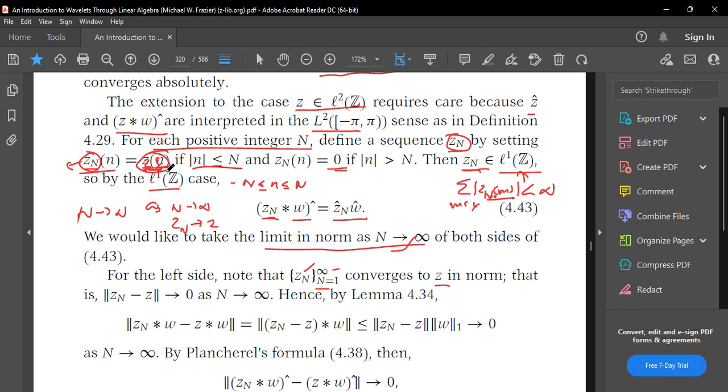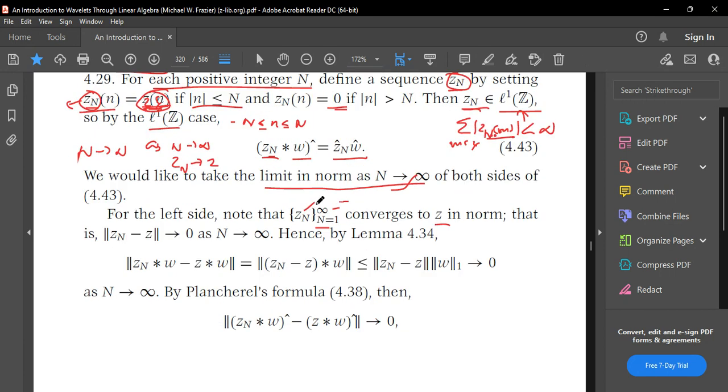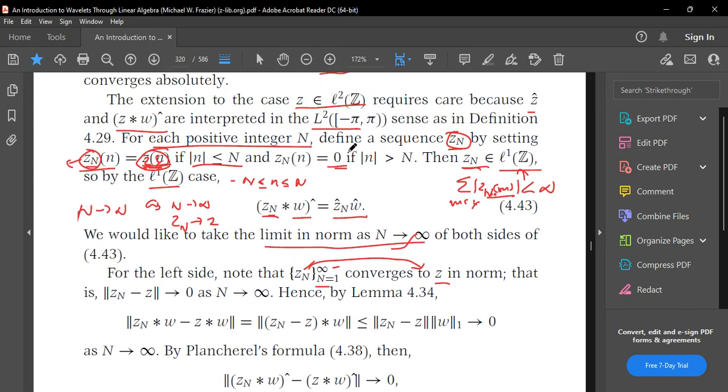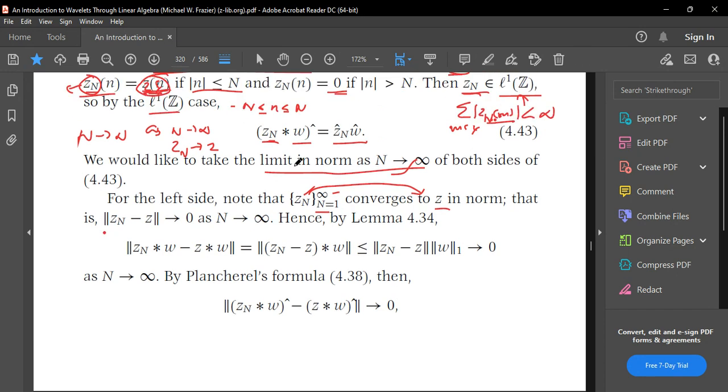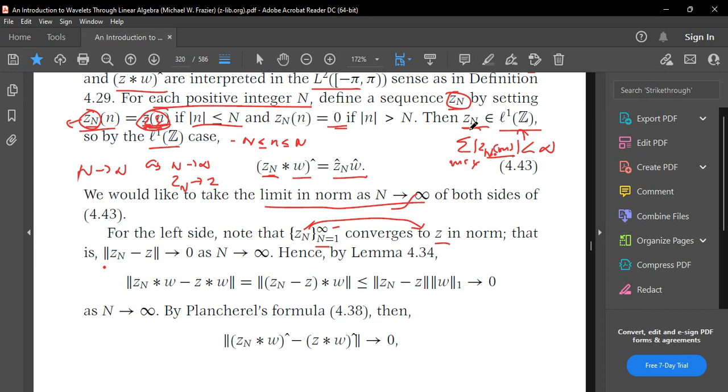Because all components will be the same, Zn converges to Z in this norm, the L2 norm. The L2 norm is used here because Zn will also be an element of L2, since a finite summation will still be a finite sum even after taking the whole square. So Zn converges to Z in norm 2, that is, norm 2 of Zn minus Z tends to 0 as n tends to infinity.